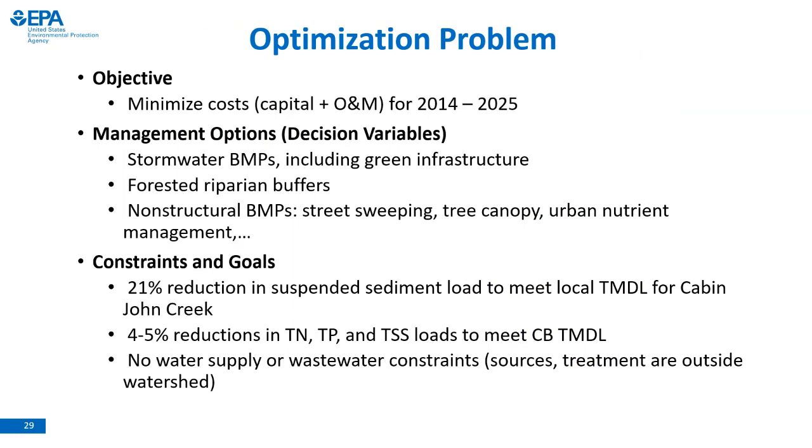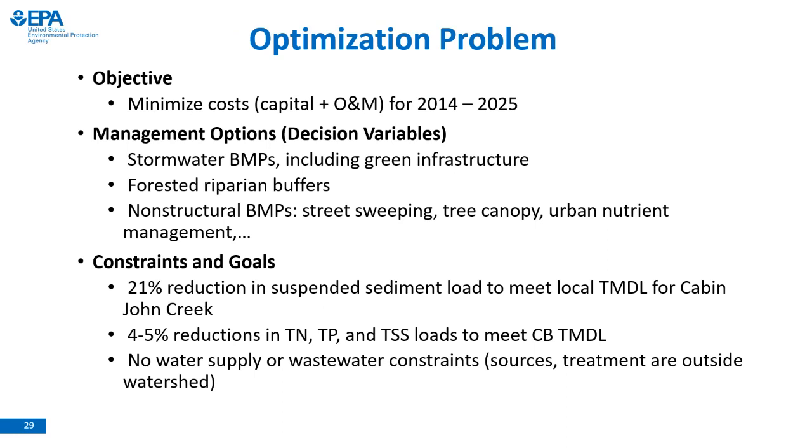This is the description of the optimization problem. Our overall goal was to minimize costs, both capital and annual operation and maintenance costs for the period 2014 to 2025. We considered a suite of management options, including stormwater BMPs, both gray and green infrastructure, forested riparian buffers, as well as some non-structural BMPs. And we're trying to meet the goals both for the Chesapeake Bay TMDL, 4 to 5% reductions in nutrients and suspended sediment, as well as the more stringent 21% reduction in suspended sediment load to protect the biology in the creek, in the Cabin John Creek.